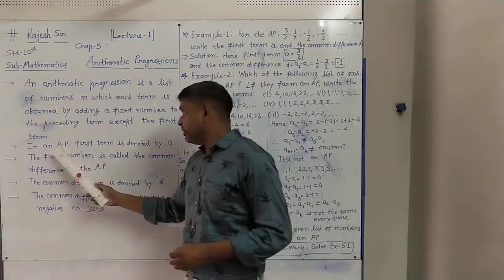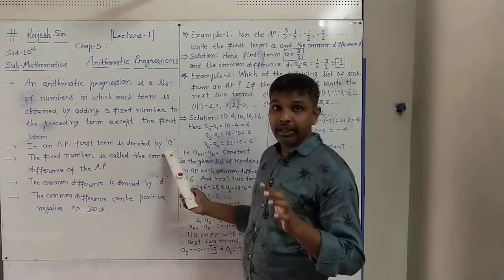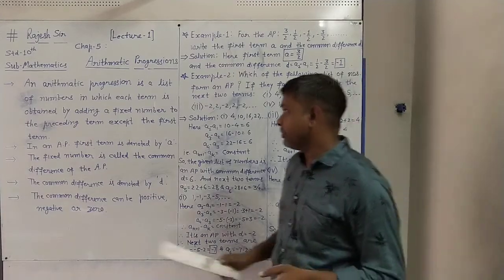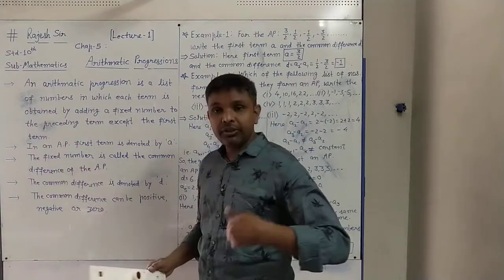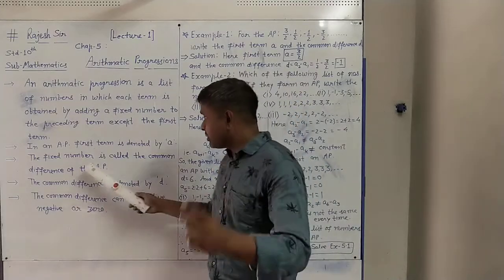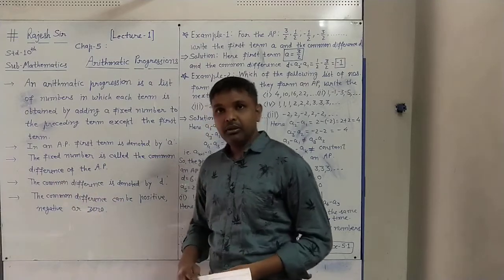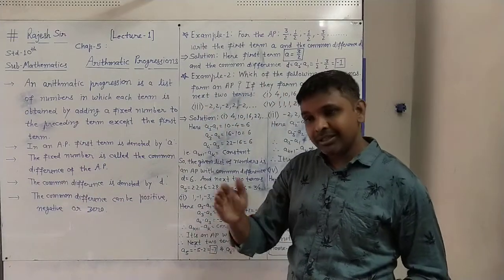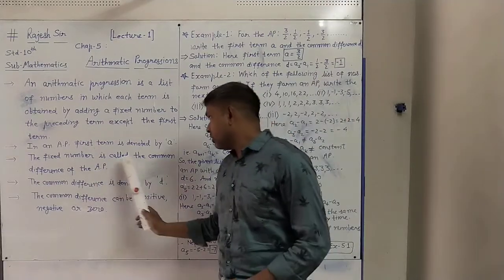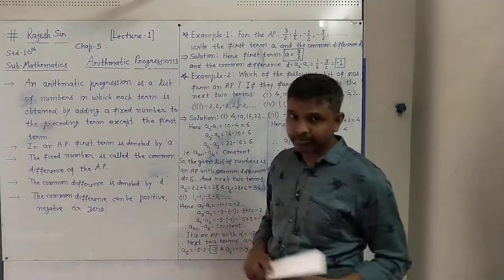In an AP, the first term is denoted by small a. The fixed number by which we are adding to get the next terms is called the common difference of the AP. It will always be the same difference between each of the consecutive terms. That's why it is called common difference, and it is denoted by small d.